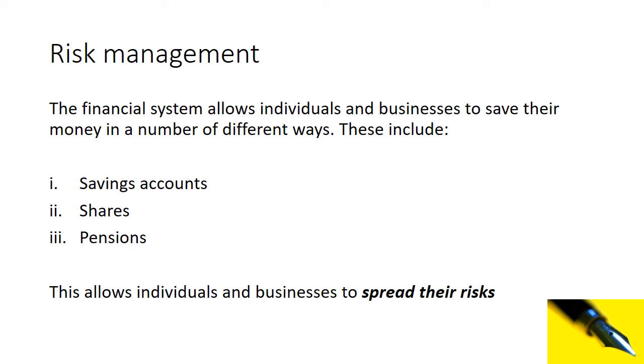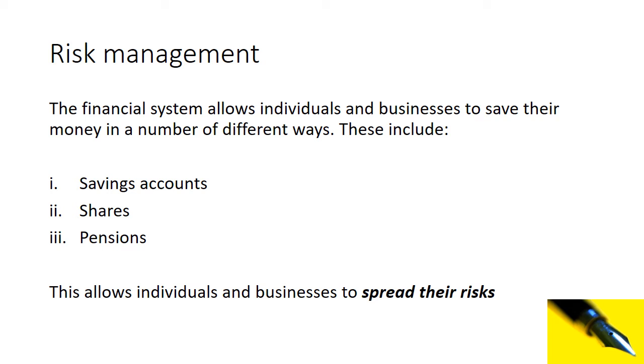Because if you have all of your money, say, tied up in your house, and then house prices go down, then you have lost a lot of money because you haven't spread your risks. If you have all of your money in shares in a business, let's say you have all of your money in shares in British Airways, and then the coronavirus happens and airlines are grounded for months and months, British Airways' share price goes down and you've lost a lot of money, you've lost a lot of wealth.